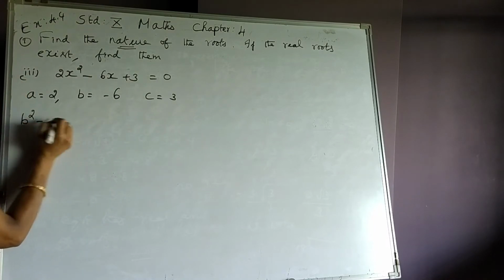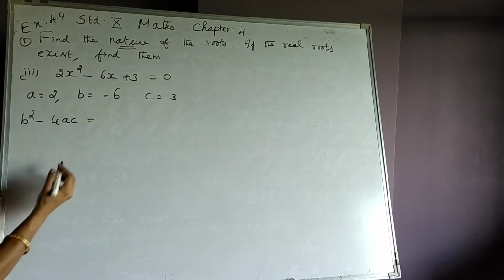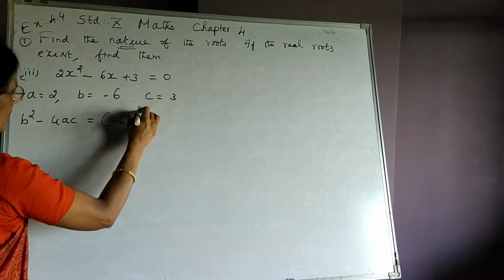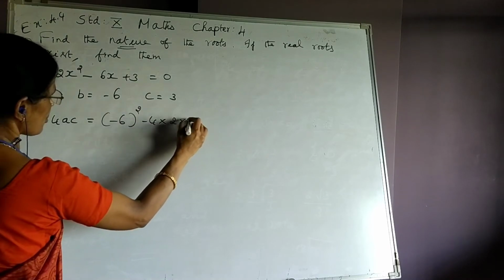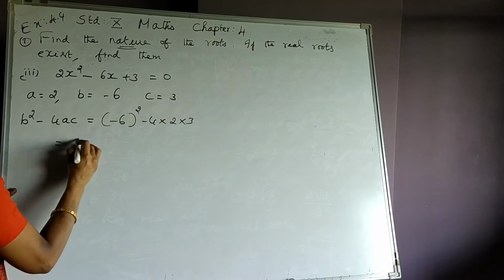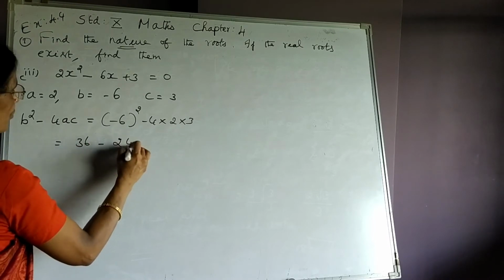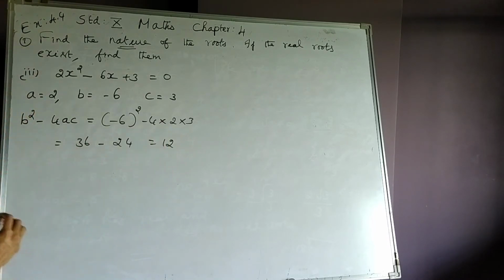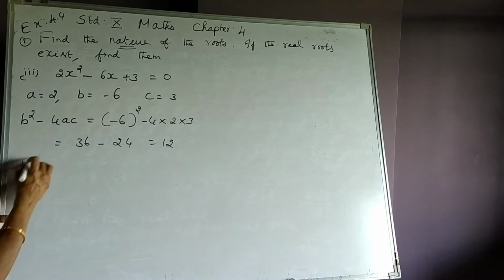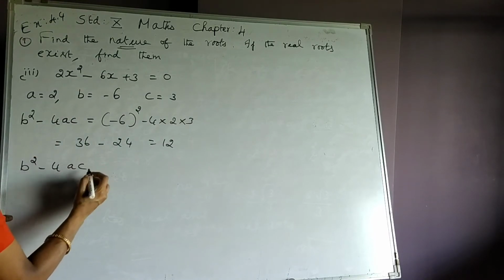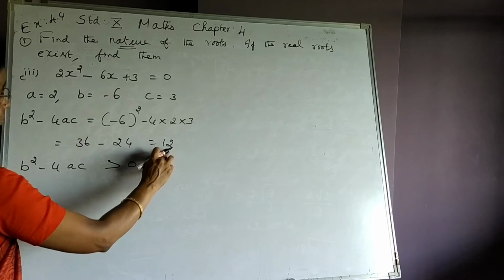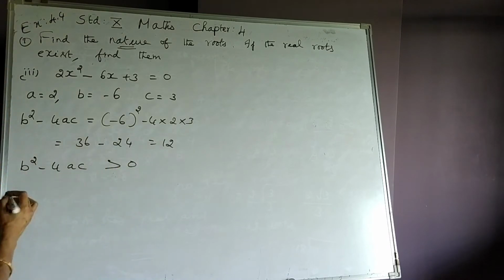So, we find the discriminant, which is B square minus 4AC. It is minus 6 the whole square, minus 4 into 2 into 3. It is 36 minus 24, which is equal to 12. So we got here b square minus 4ac is greater than 0. It's a positive number, therefore greater than 0.